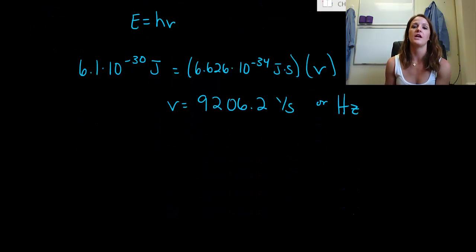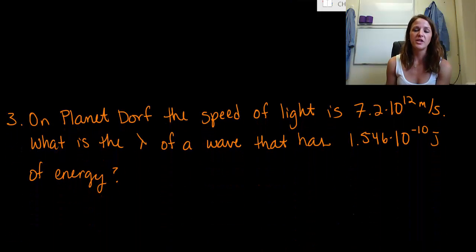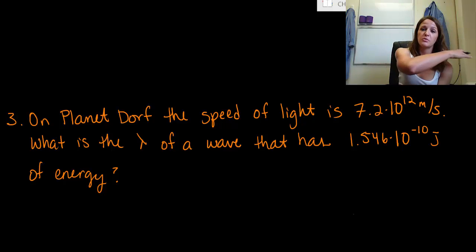All right, so now I'm going to turn it on its head, and we're going to go back to Planet Dwarf, where all things have changed. We're on a new universe, new planet, and now we have some more information. We've changed the speed of light. The new speed of light is now 7.2 times 10 to the 12th meters per second, same term as we used in that previous practice video.